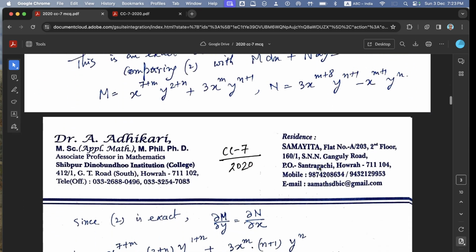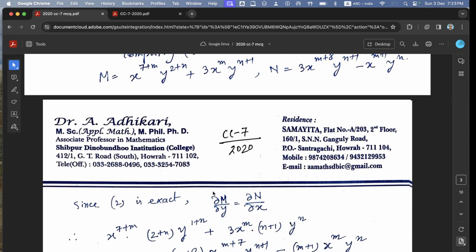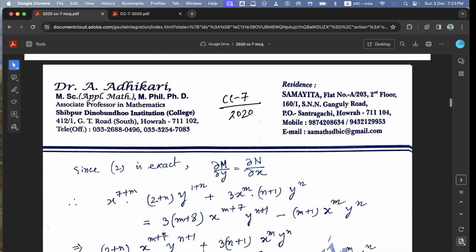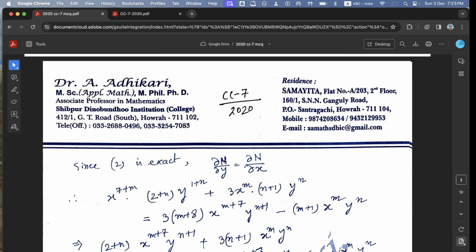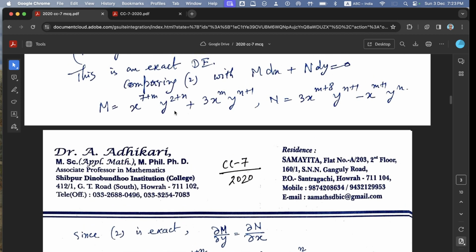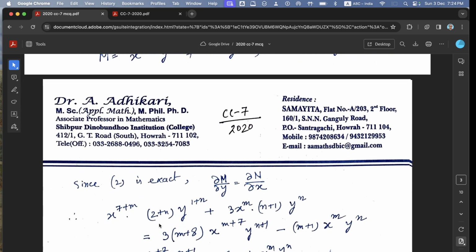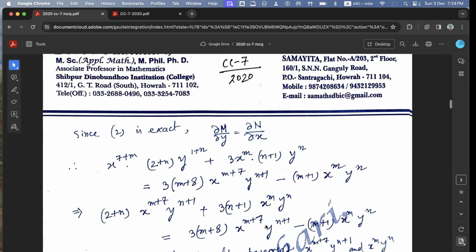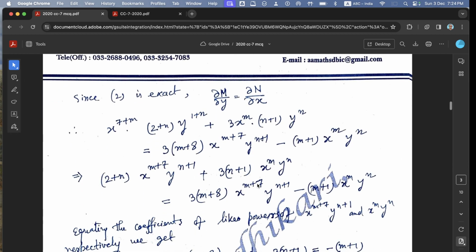So del M by del y equals del N by del x. Now partially differentiating M with respect to y, we get (2 plus n) times x to the power m plus 7 y to the power n plus 1, and del N by del x equals this. After simplification we get this.